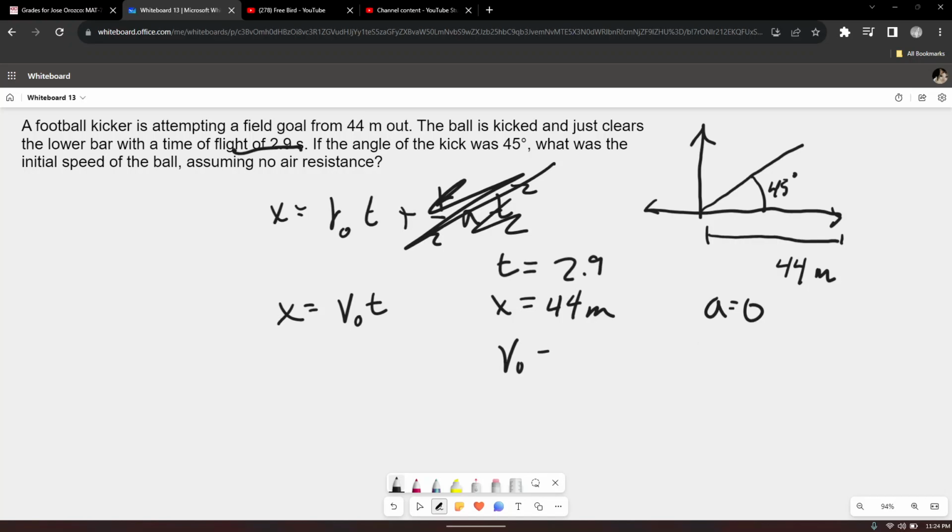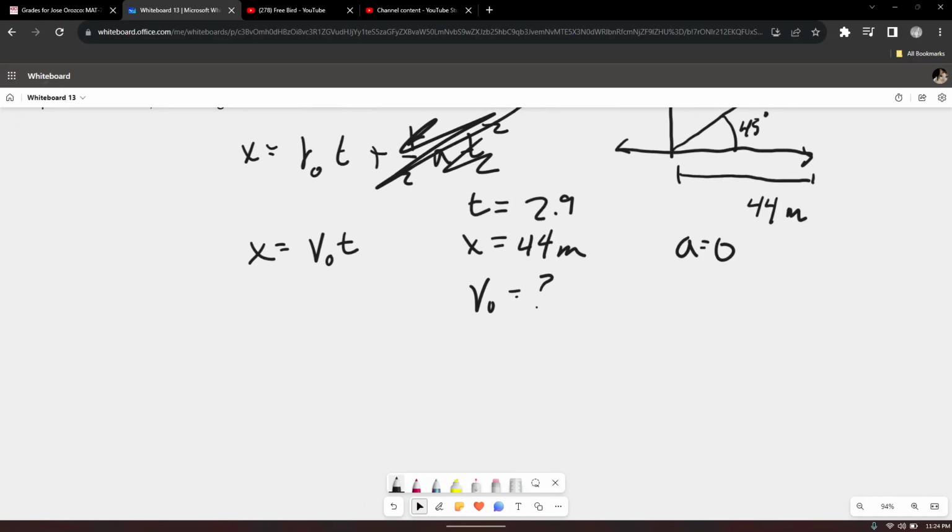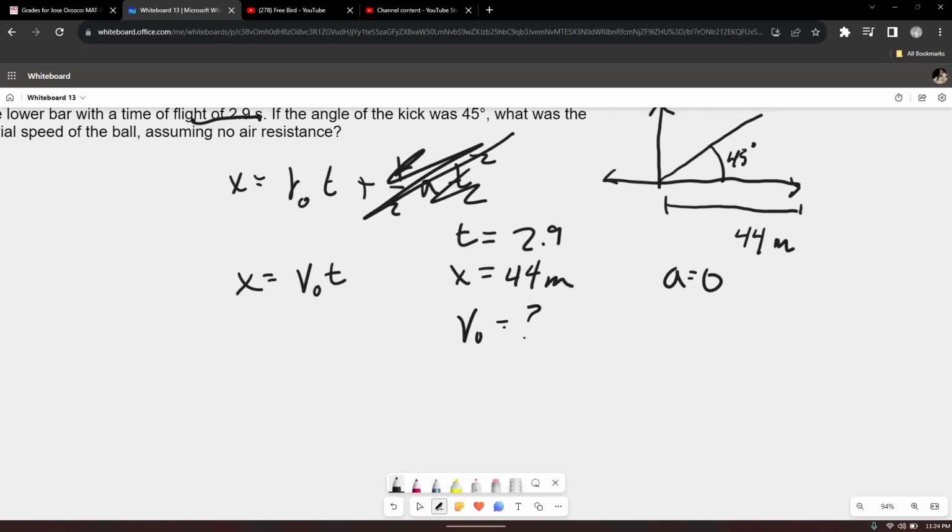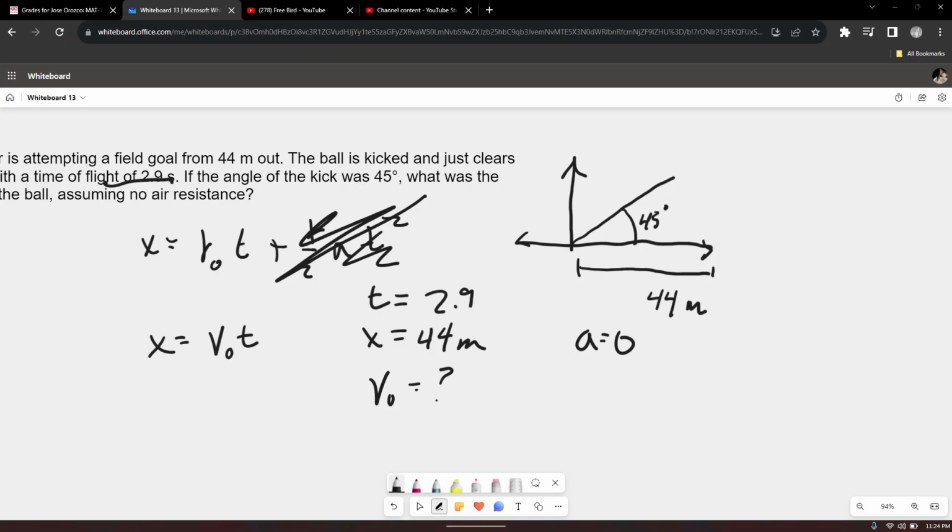We don't know v naught. Now, we do know something about v naught, however. We know that v naught is going to be correlated to cosine. And the reason we know this is because whenever we're adjacent to the angle, we're going to use cosine. If we were trying to figure out for y, this would be sine. Or if we had the angle on this side, this would be sine. But in this case, we're using cosine because it's adjacent.